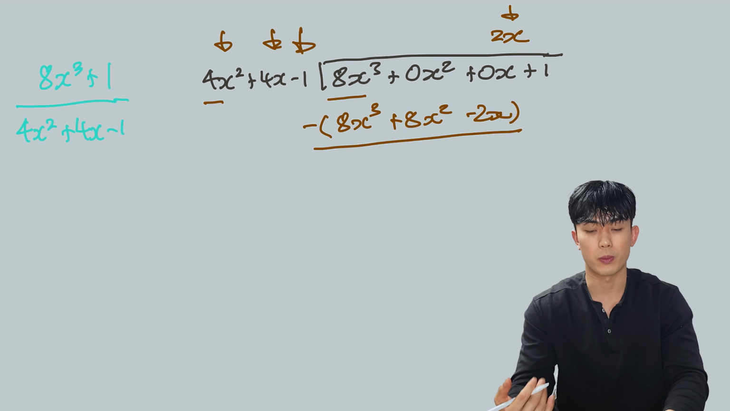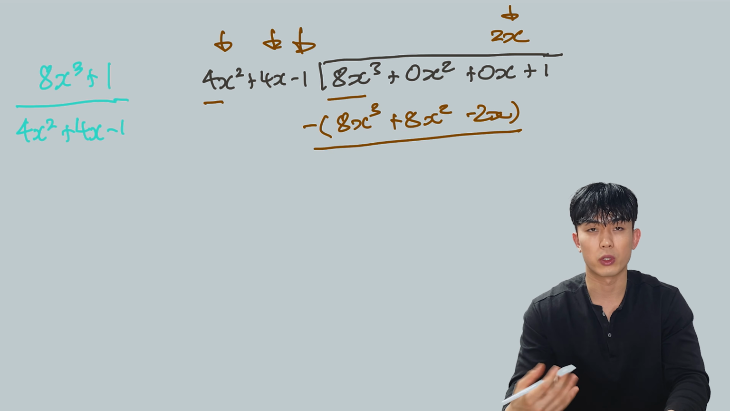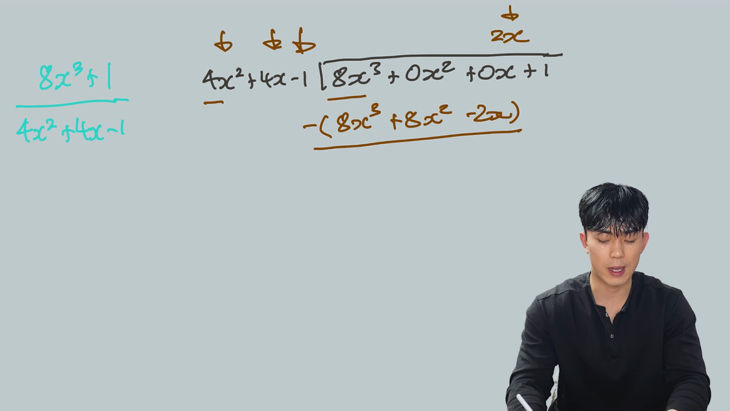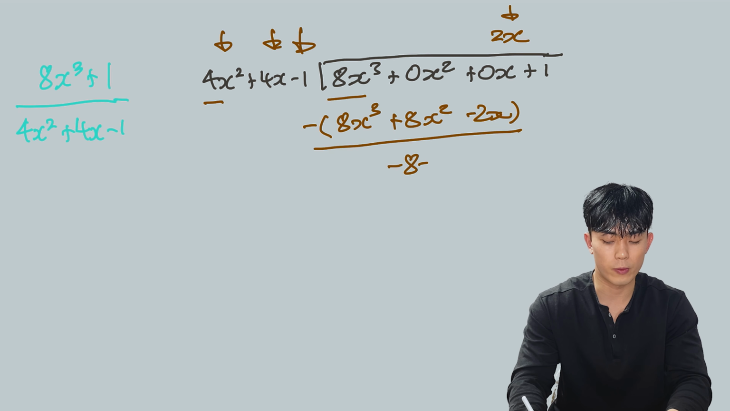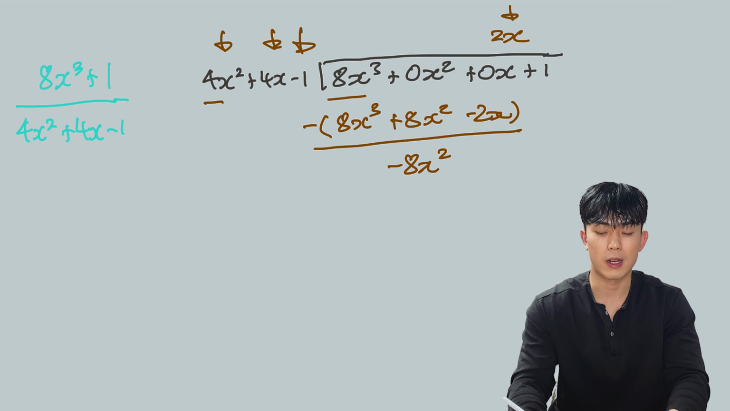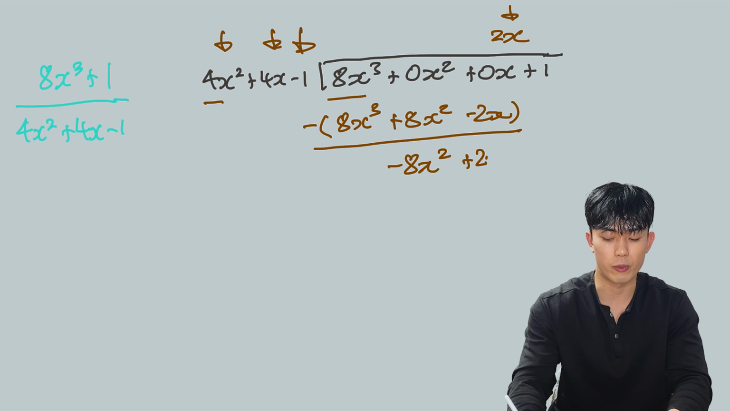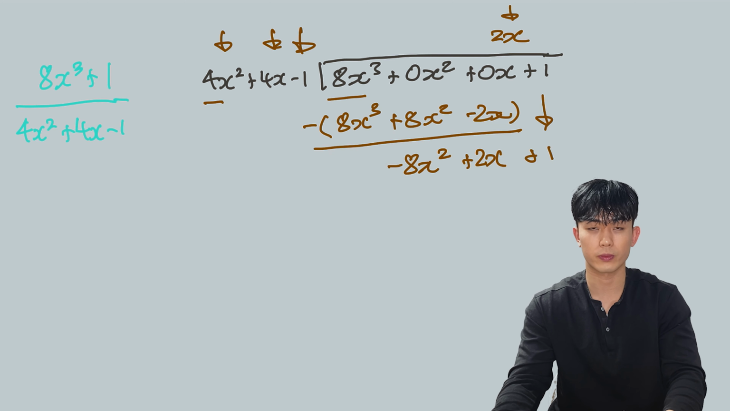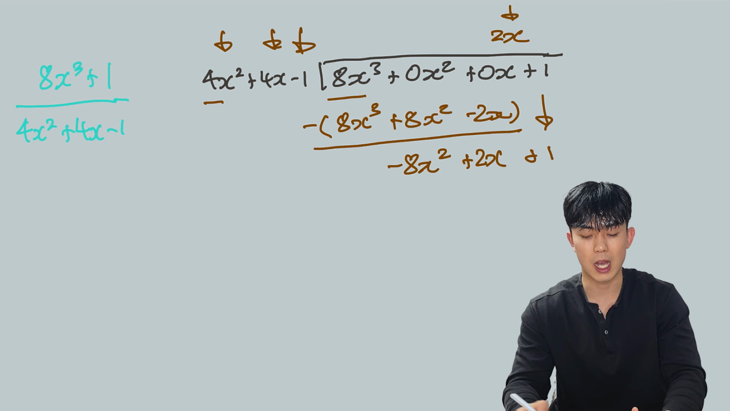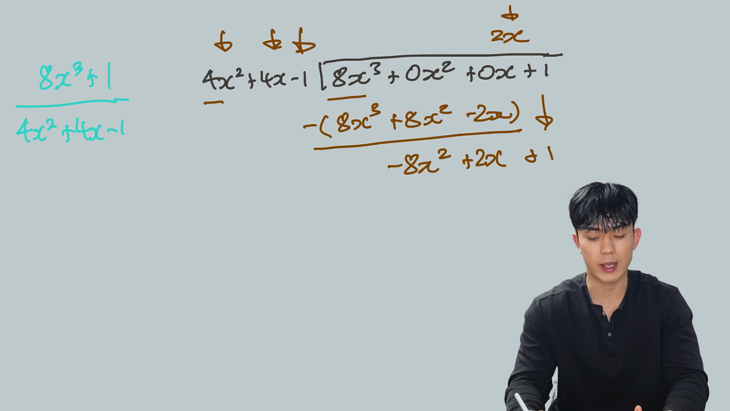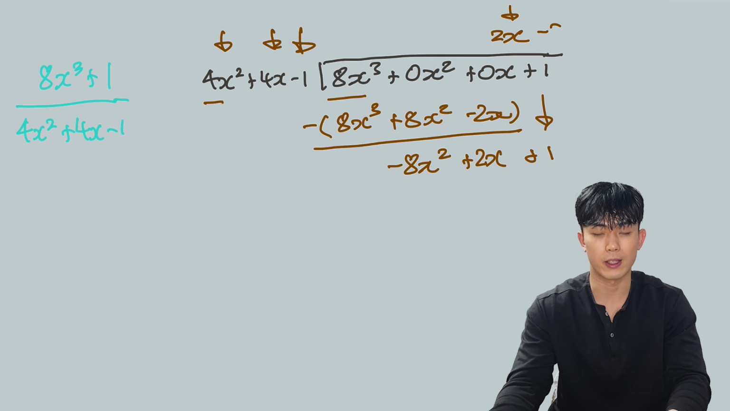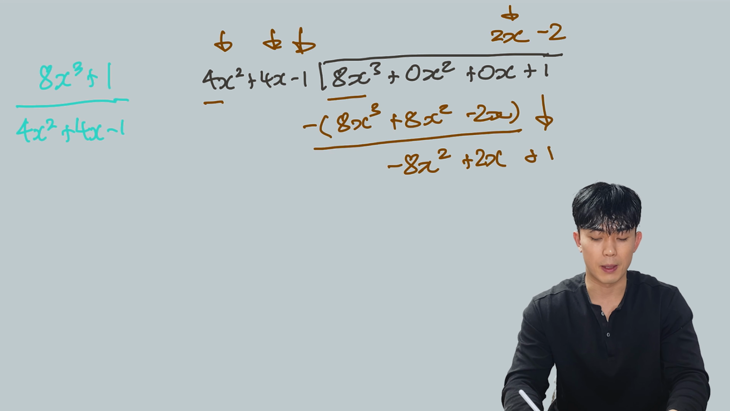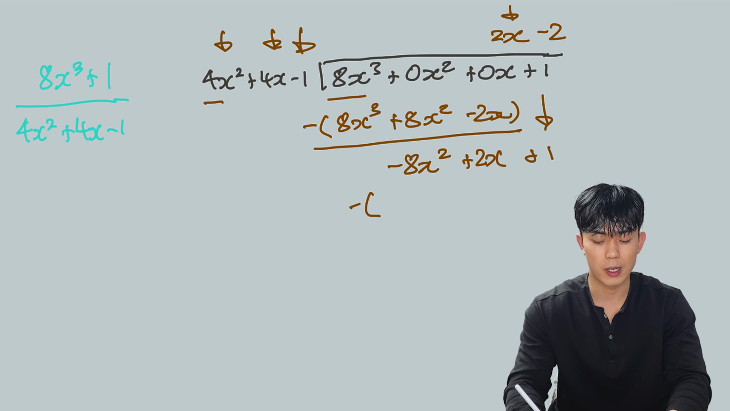Close bracket, and now subtract. 8x cubed would disappear. 0x squared minus 8x squared is minus 8x squared. 0x minus 2x is plus 2x, and then we bring the plus 1 down. Now we repeat. So what would we get if we divide minus 8x squared by 4x squared? Well, it's just minus 2. So writing that in the number column here, and then minus, open bracket, multiplying to each term.